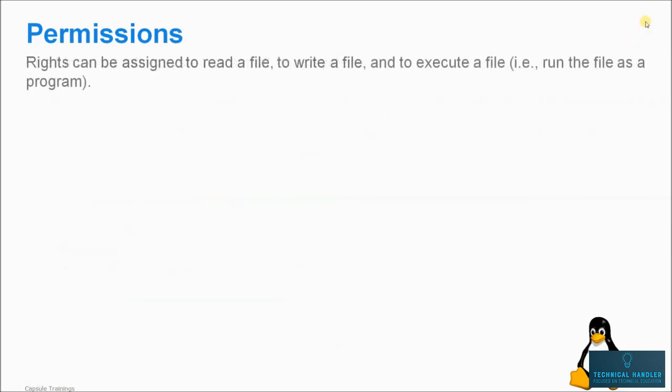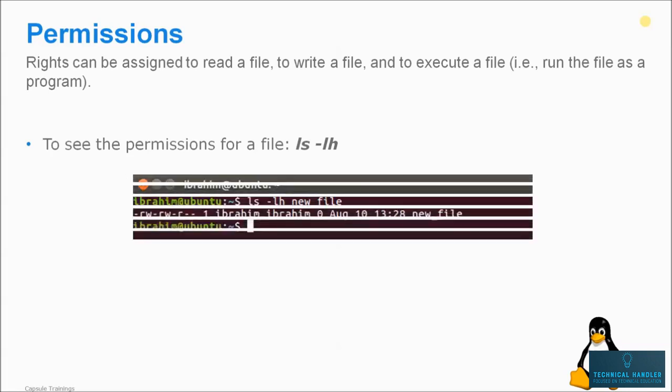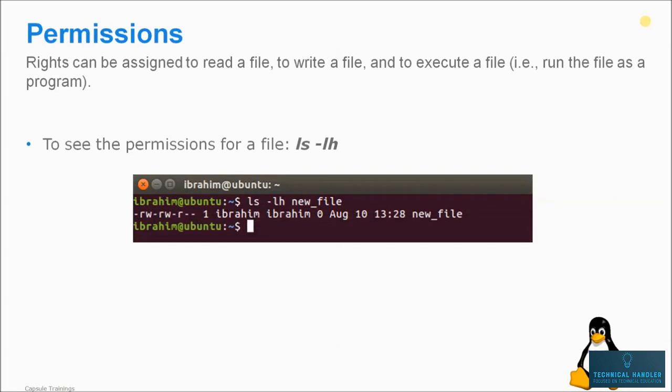So rights can actually be assigned to either read a file, write a file, or execute a file. So to see the permissions of a certain file, you could use, for example, the command ls -lh. In our example here, we are running ls -lh on a file called new file. This is an empty file just created for the purposes of this explanation. And right now we're going to see what we can determine from this permissions part. All this gibberish is now going to make sense. So we can determine the following.